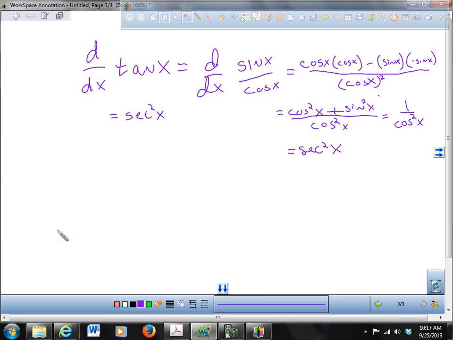Deriving the other ones is an exercise left to the student. Okay? So the derivative of cotangent of x is not actually cosecant, it's negative cosecant squared of x. And you could figure that out in a homework problem. Okay?